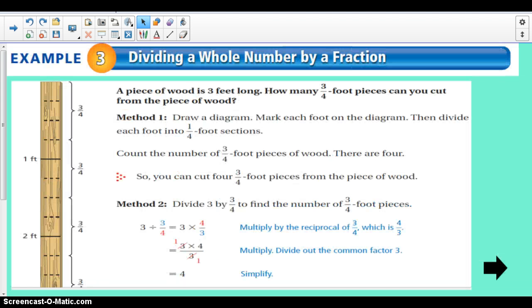Let's move on to example 3, dividing a whole number by a fraction. It says a piece of wood is 3 feet long. How many 3/4 foot pieces can you cut from the piece of wood? Well, method 1 is to actually draw it out and mark each foot on the diagram, then divide each foot into 1/4 foot sections. For each foot, you divide it into 1/4s and count by 3/4. So the answer is you can cut 4 3/4 foot pieces from that piece of wood.